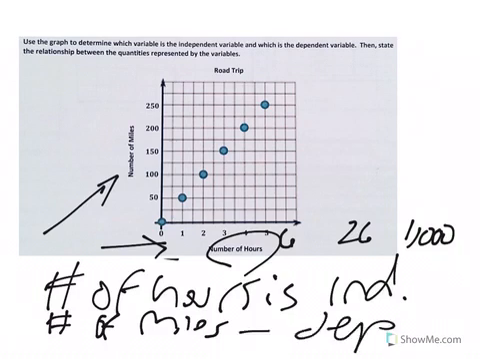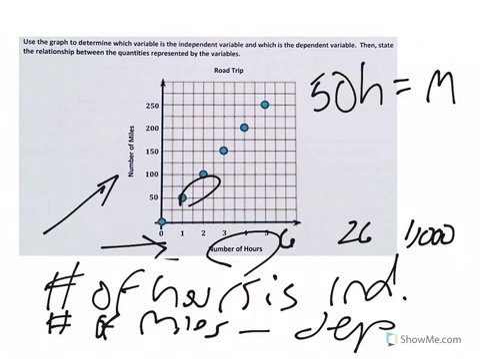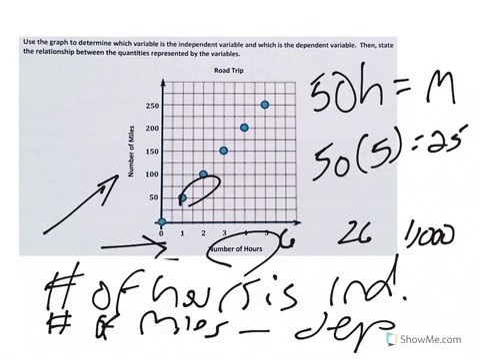Because how many miles do they drive? Well, it depends on how long they drove, right? So it looks like for every hour that they drive, 50 miles. So we'll say 50 times the number of hours equals the number of miles. 50h equals m, where h represents hours that they drove and m represents the number of miles. So if they drove 5 hours, you'd say 50 times 5, and that would give you 250 miles.